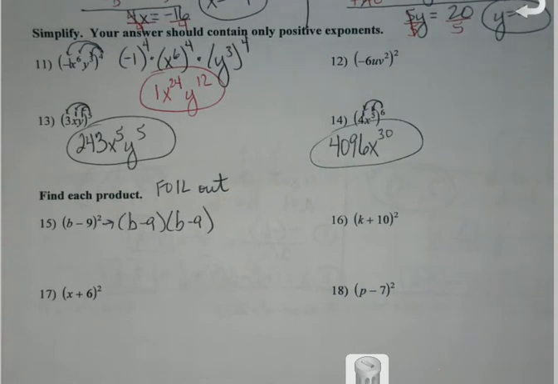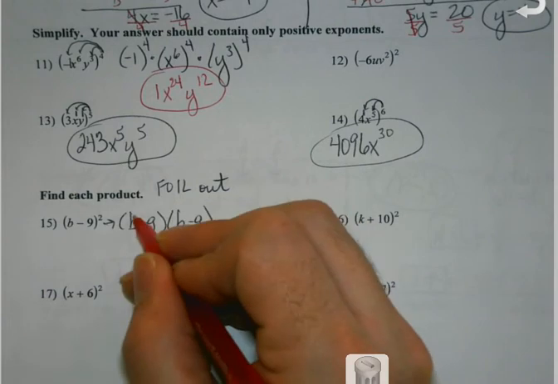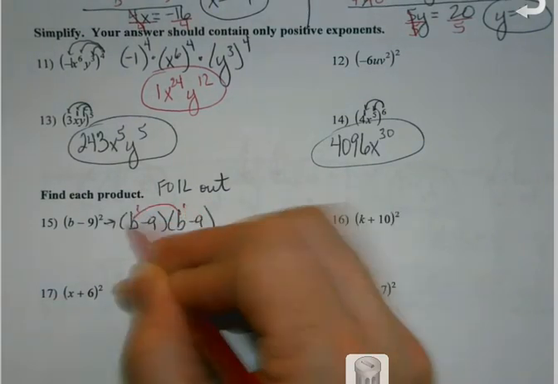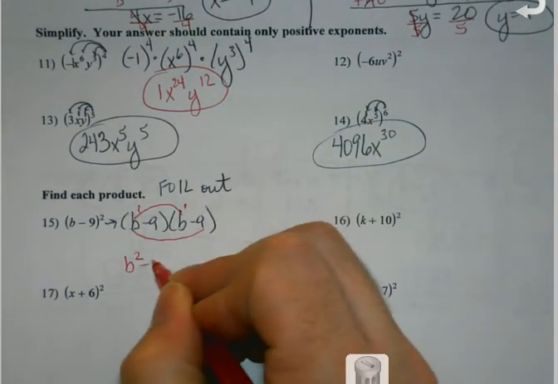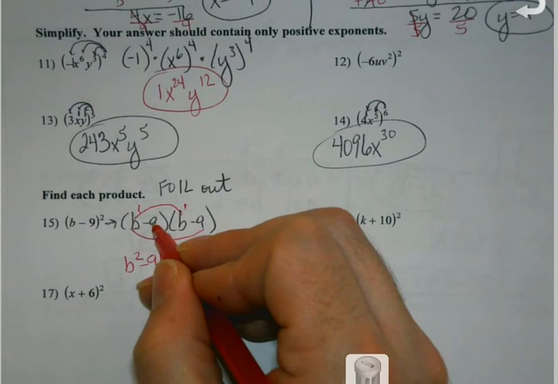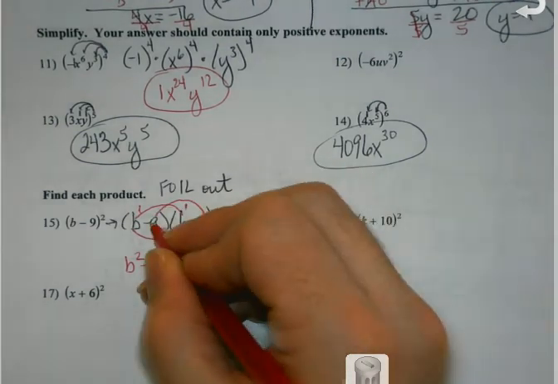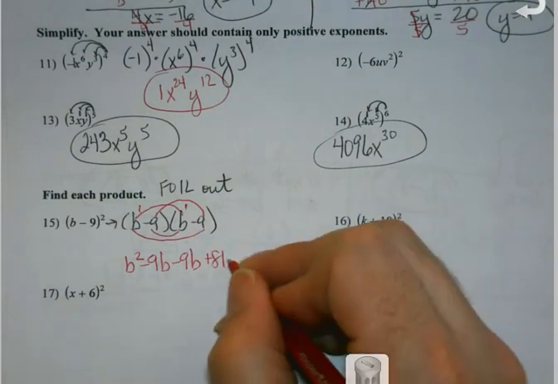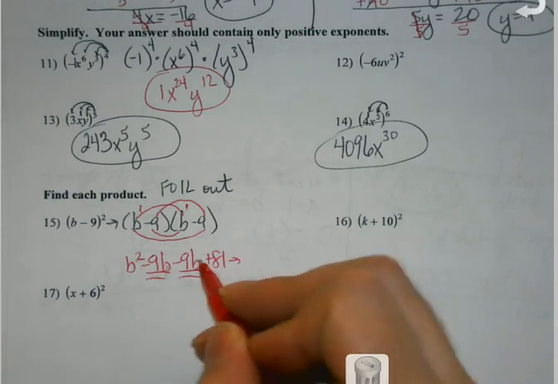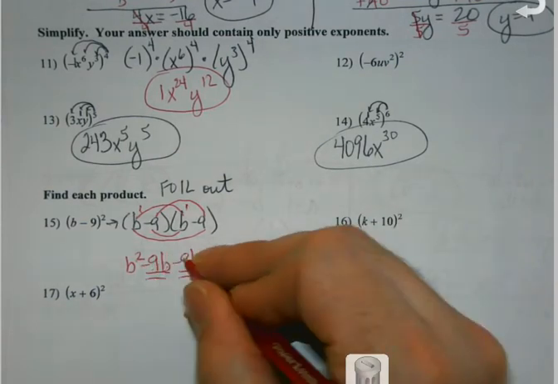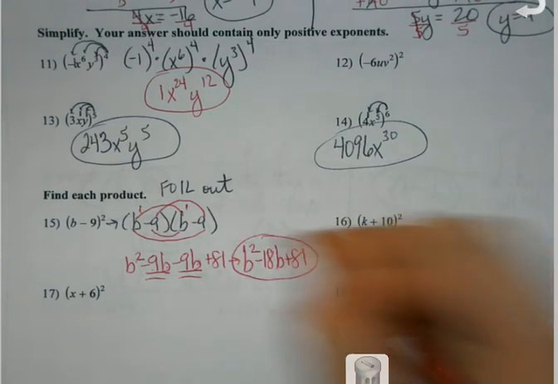Now, you can do this one of 2 ways. I'll show you both. One way is just old school FOIL. So you just go, okay, b times b is b squared. Minus 9b. Negative 9 times b is still negative 9b. And negative 9 times negative 9 is 81. And I notice I have like terms. b squared is different from b, but these b's are the same. That I can go ahead and add up and get to the answer.